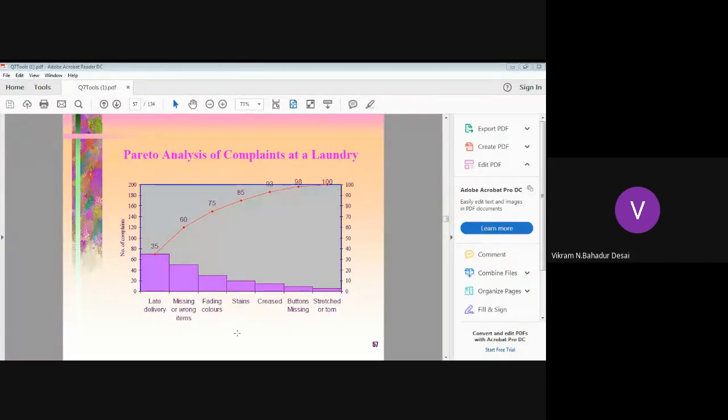Instead of giving it to house number 323, you will give it to 332 sometimes. Or 223 you want to give, you might have given it to 232, something like that. So missing or wrong items, you might have observed these kind of cases in your apartment or nearby. And fading colors. So these three things are very important. These 20% of the causes will create 80% of the problem for laundry. But we always focus on button missing, stretched clothes, or something like that. So major causes we should focus on, which will lead to 80% of the problem.